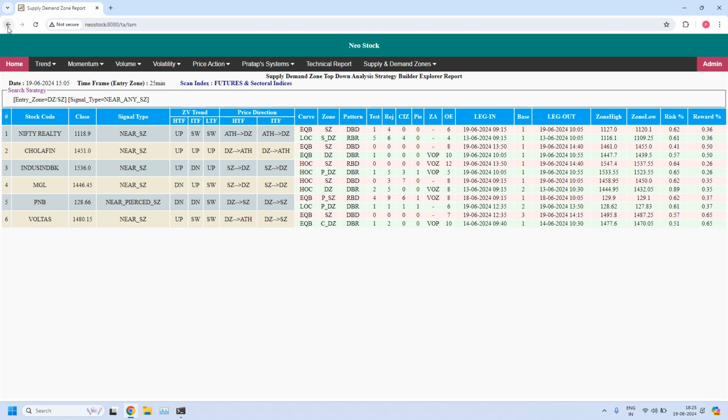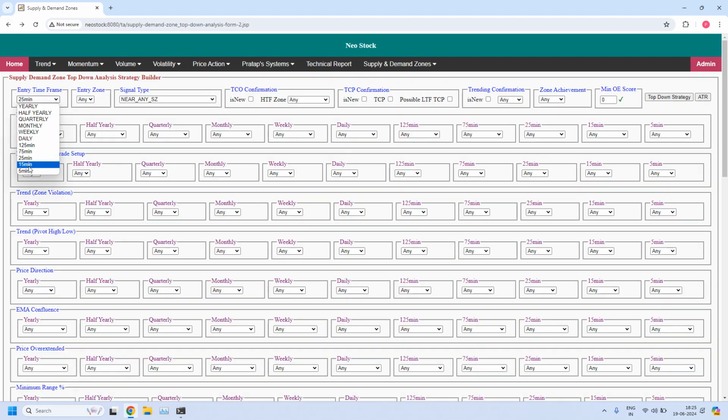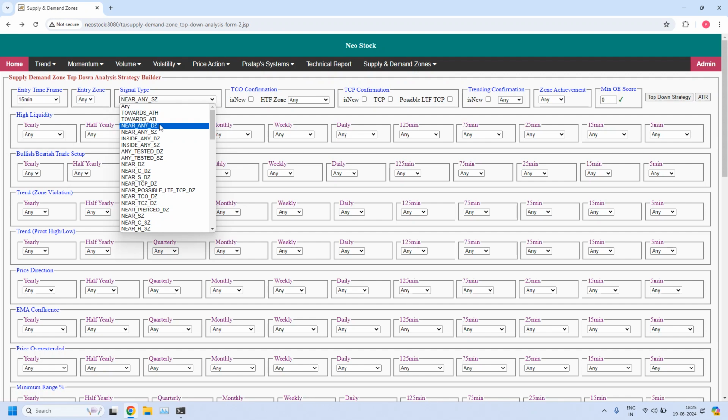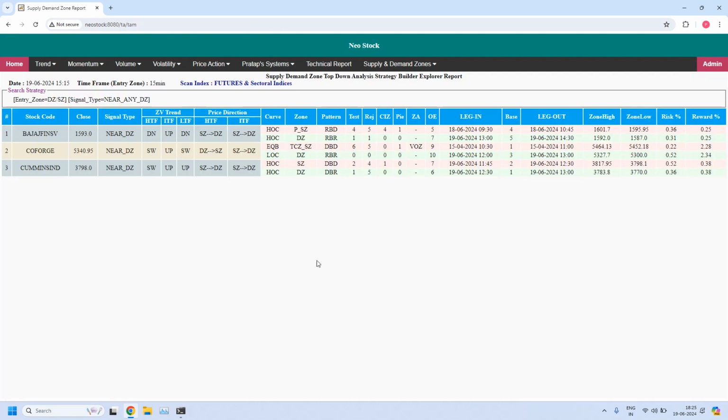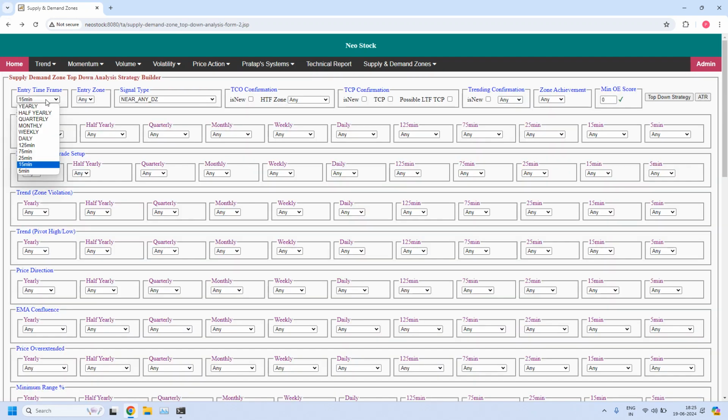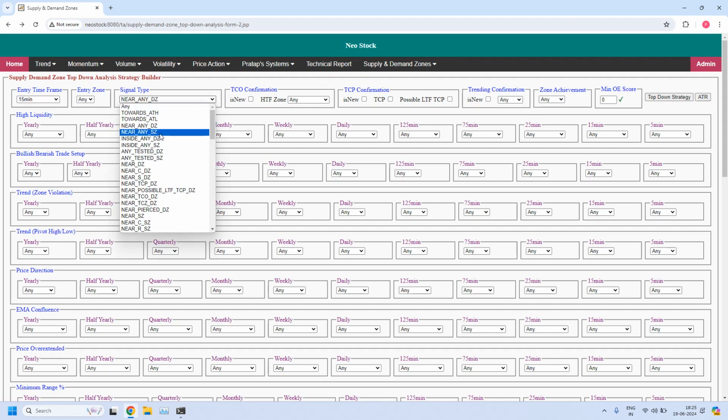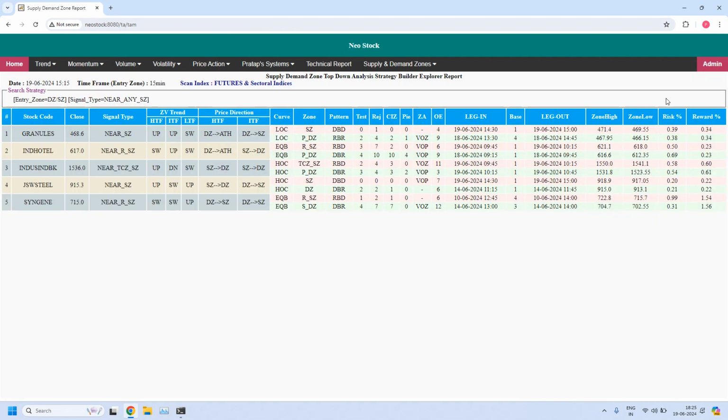Generating the next report. Changing the time frame to 15 minutes, let us find the stocks near 15 minutes demand zone. 3 stocks are filtered. I'm going back. For 15 minutes time frame, let us find the stocks near 15 minutes supply zone. 5 stocks are filtered.